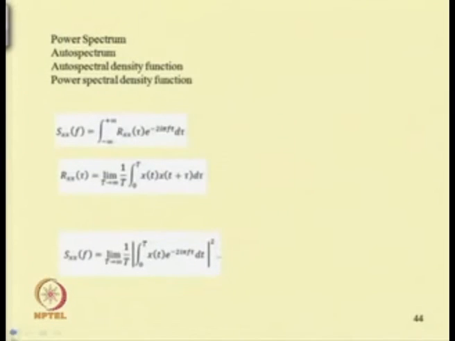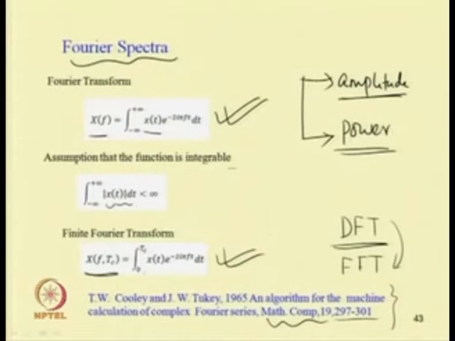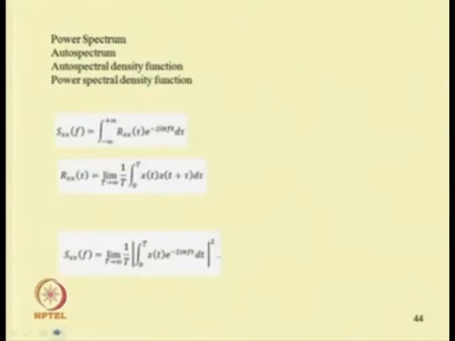And so, this way one can obtain the power amplitude spectra of the system. Similarly, one can obtain the power spectra. To find the power spectra, which are otherwise also known as the auto spectrum, auto spectral density function, or power spectral density function.